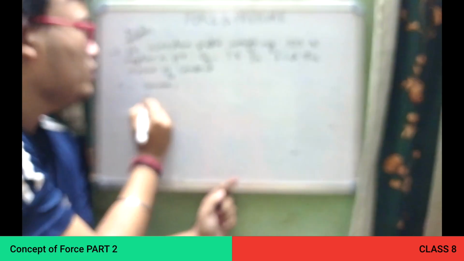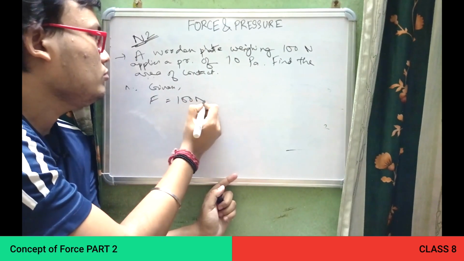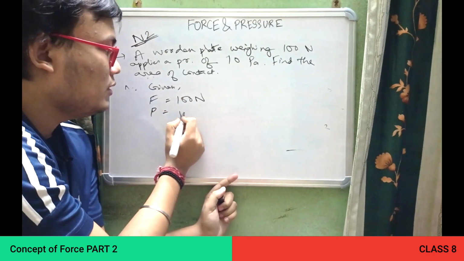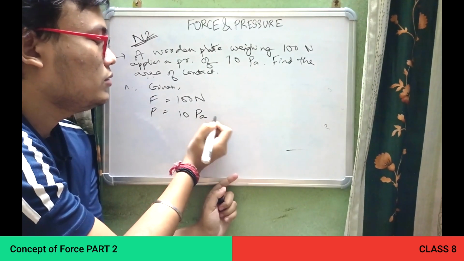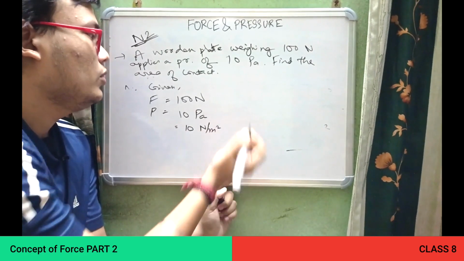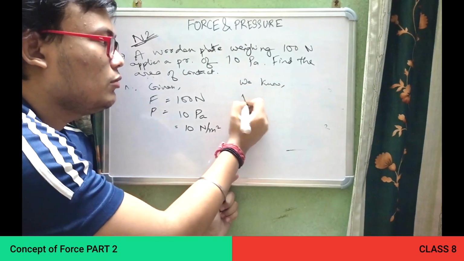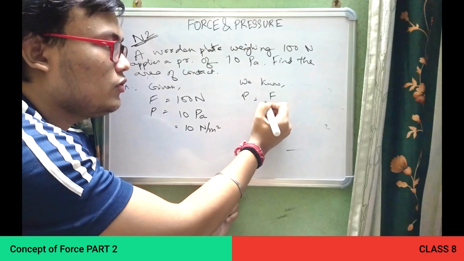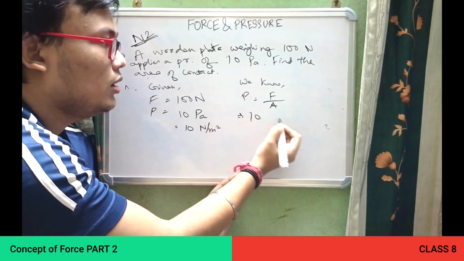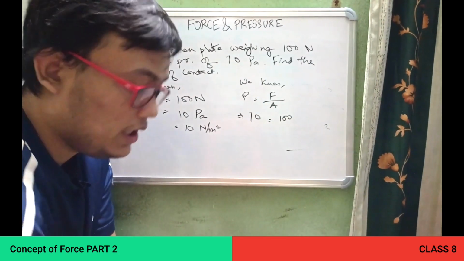So, given the force, the wooden plate applies a force of 100 newtons, and the pressure applied is 10 pascals, or we can say 10 newton per meter square. From the formula we know pressure equals force per unit area. Pressure is given as 10, force is given as 100, and area we have to find out.